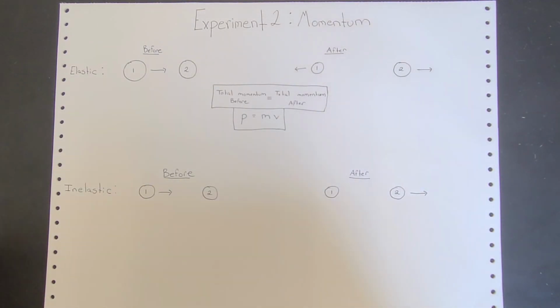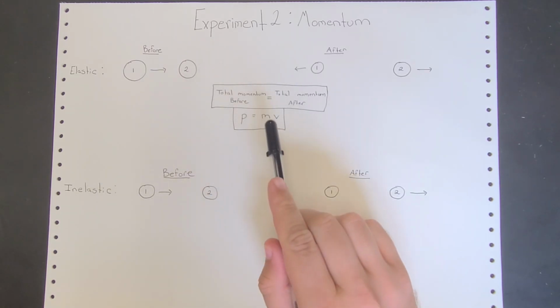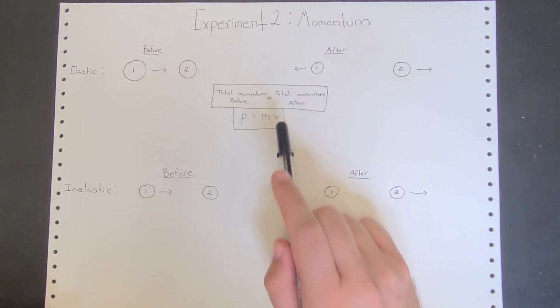Okay guys, so this is going to be the video for lab 2 over momentum. The basic ideas that we're trying to get across with this lab, first off, is what is momentum? And momentum is the product of mass times velocity.